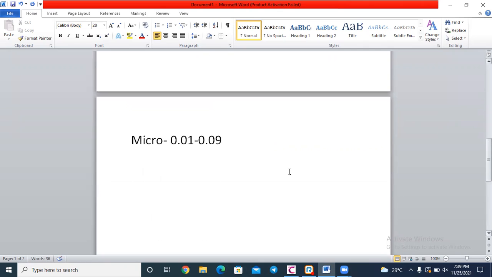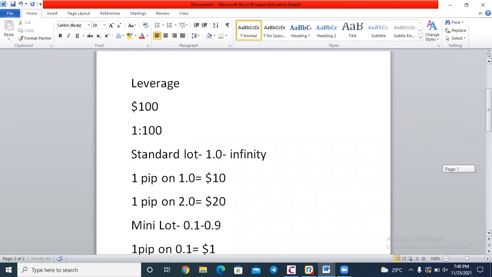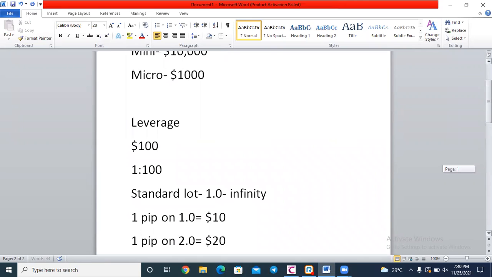Let's move to micro. Micro: 1 pip on 0.01, which is 1 micro lot, is 10 cents. One pip on two micro lots, which is 0.02, is 20 cents. So those are the different lot sizes on the different types of accounts.